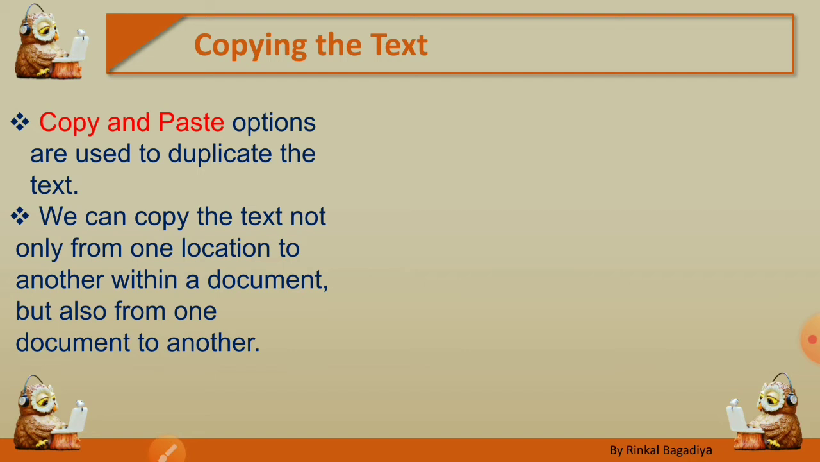The difference between cut and paste and copy and paste is only one: when we cut and paste our text, it is removed from its original location and pasted to the new location. We get only one copy of the text. And while we are using copy and paste, the text remains at its original location and we get another duplicate copy of that text. So we get two copies of that text. This is the main difference between cut paste and copy paste.